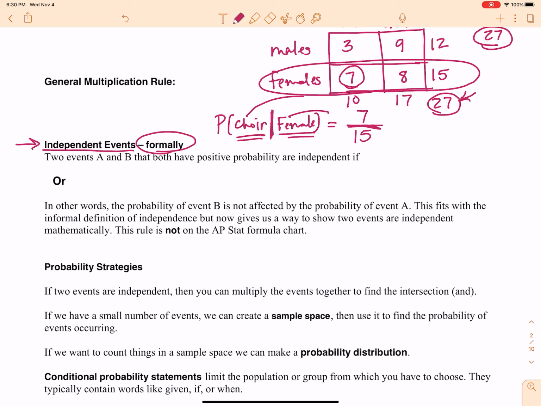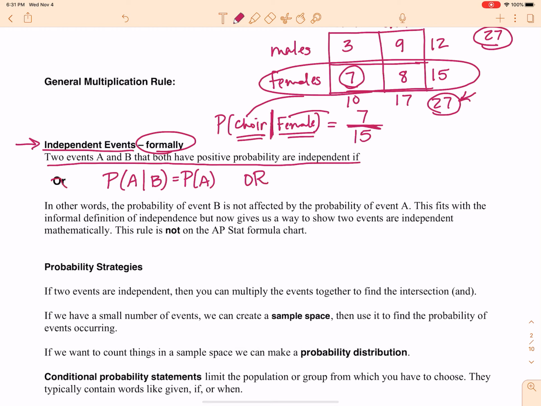So the way we are going to look at this, you have to think of it this way. I have my 2 events, A and B. They're both positive probability. They are independent if the probability of A given B, or A if B, equals the probability of A. In other words, if A and B are independent of one another, B has no bearing on it whatsoever. The other way to think of it, that's where the or should go right here.